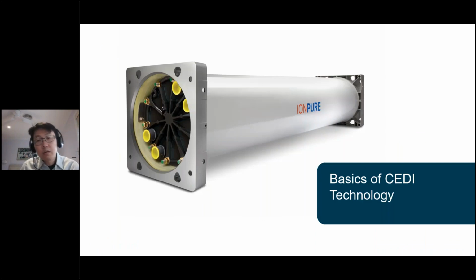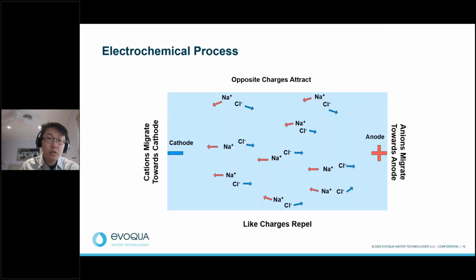So let's touch on the basics of CDI technology. In water, there are a lot of ions. For example, there is sodium and chloride in the water. Sodium is the cation, and chloride is the anion. When you apply a DC current across the electrodes, the sodium, that is the cation, will move towards the cathode, because opposite charges attract. The chloride, that is the anion, will move towards the anode.